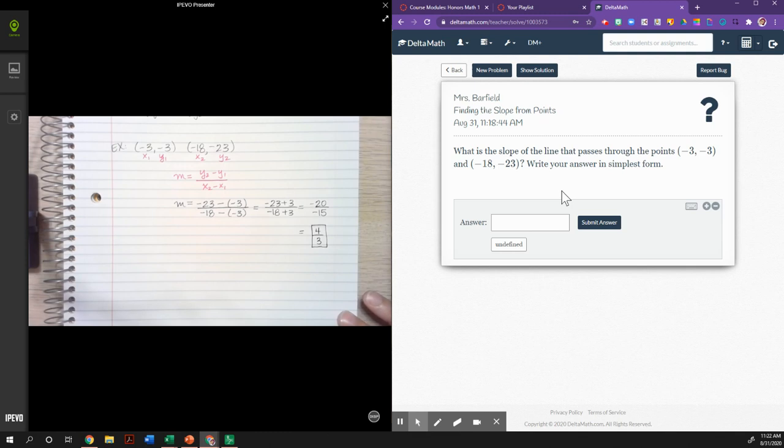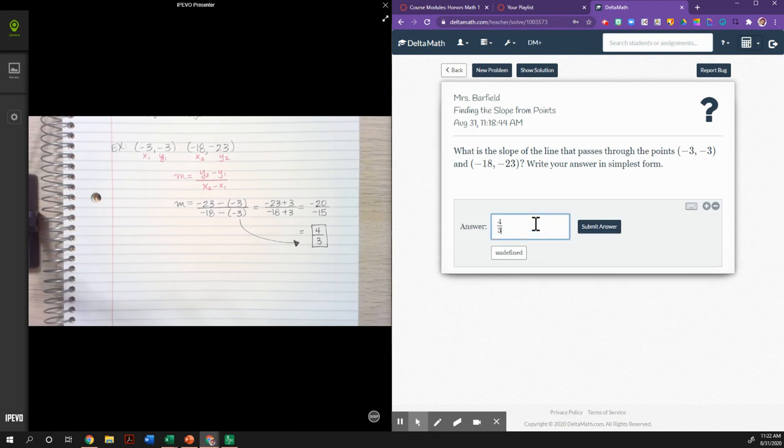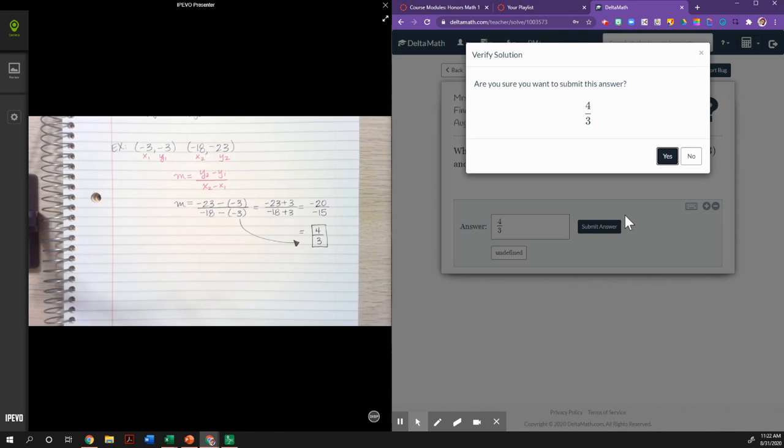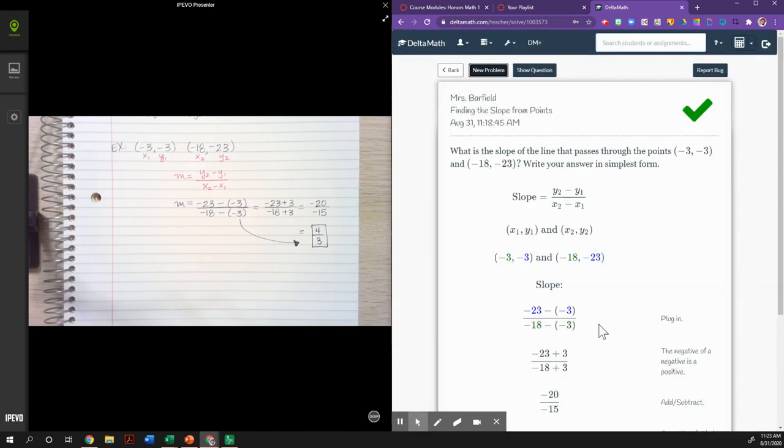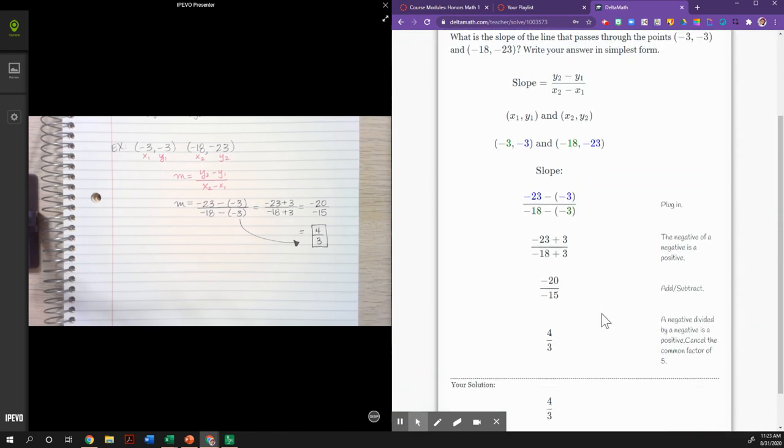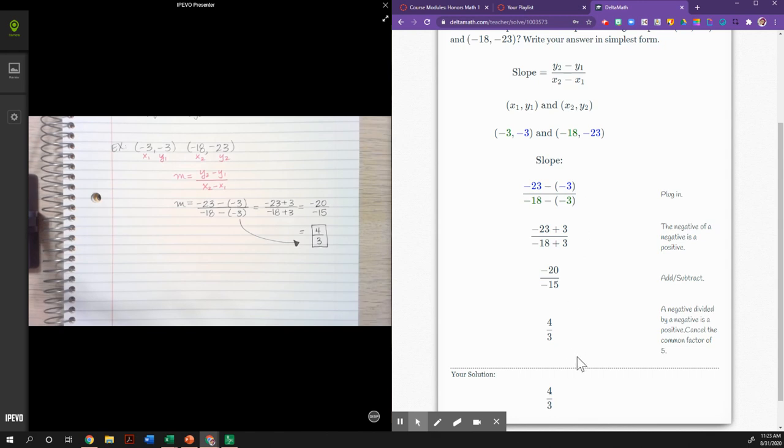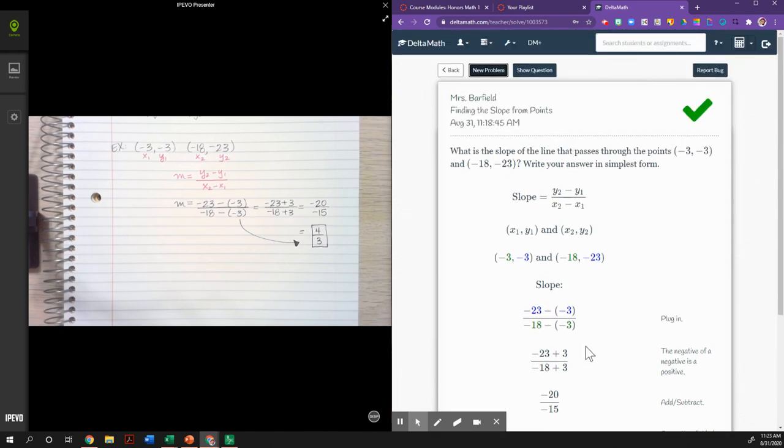Now, I will be honest. You can go from here to here, if that's all you need to write down. If you need a calculator to help you, you're welcome to use it. So if I go over here, 4 divided by 3, submit my answer. Yes. And you can see I showed the exact same work that Mr. Delta Math did.